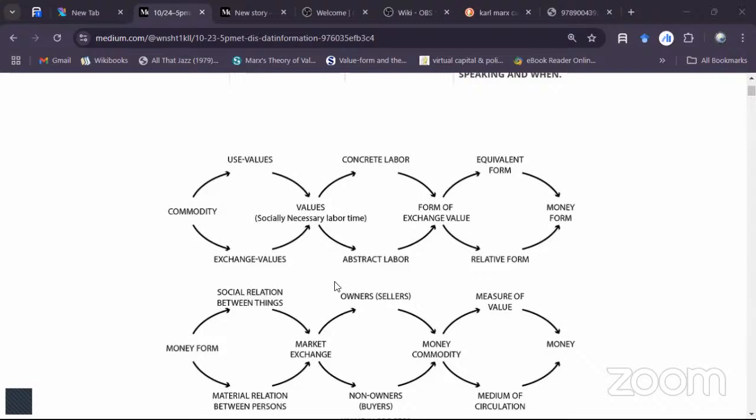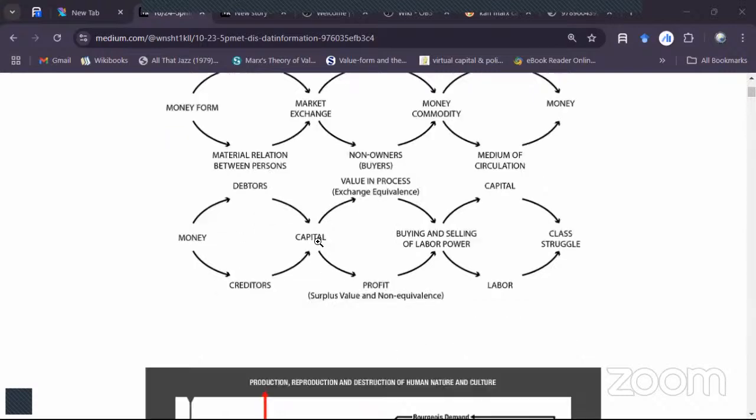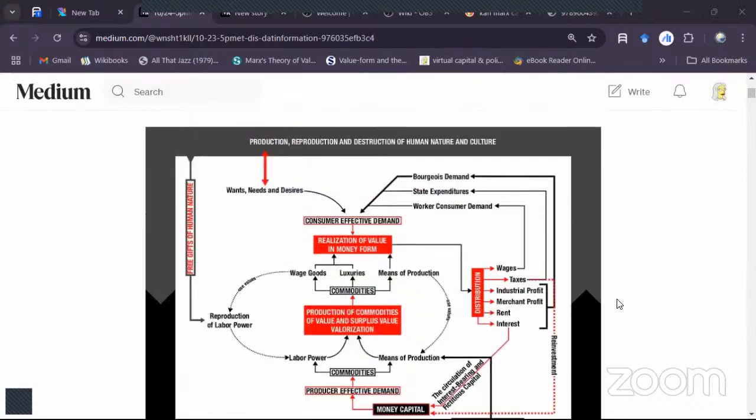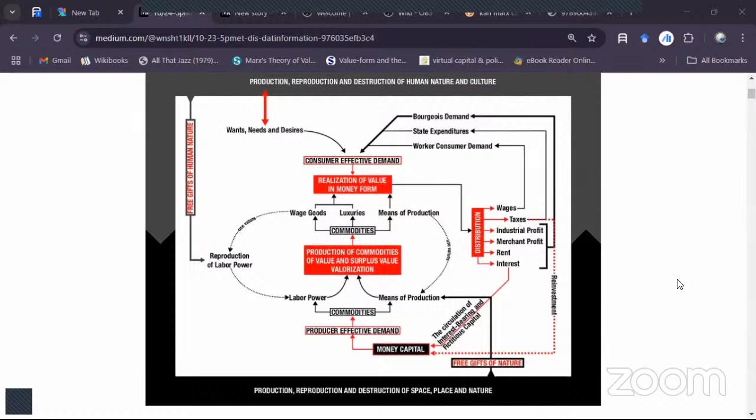And it goes from commodity to values to form of exchange value to money form to market exchange to money commodity to money, then to capital, the buying and selling of labor power, and then to class struggle. Bunch of stuff there, 1,000 pages, whatever. The simplified version of these matters ultimately comes in interesting diagrams like David Harvey's diagram.